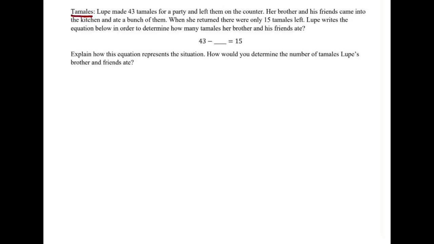This example is using tamales. Lupe made 43 tamales for a party and left them on the counter. Her brother and his friends came into the kitchen and ate a bunch of them. When she returned, there were only 15 tamales left. Lupe writes the equation below in order to determine how many tamales her brother and his friends ate. So you started with 43, you subtracted some, and ended up with 15. Explain how this equation represents the situation. I kind of just did, right? And how would you determine the number of tamales Lupe's brother and friends ate?